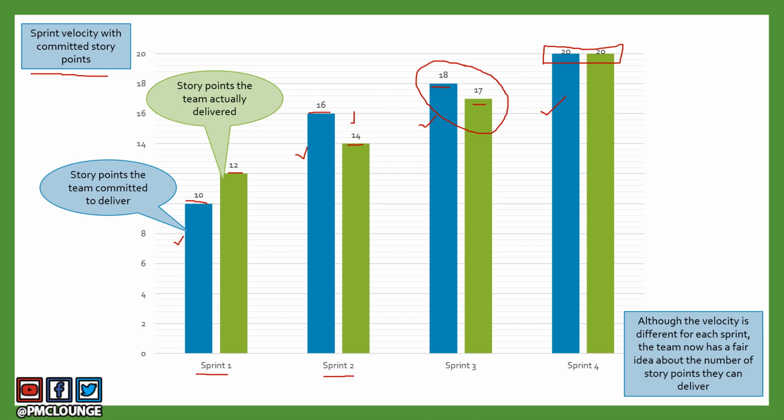So although the velocity is different in each sprint, right? The velocity is different: 12, 14, 17, and 20. Remember, velocity is the number of story points delivered. So the velocity is different for each sprint. But if you observe, the team now has a fair idea about the number of story points that they can deliver. And that's why towards the end in sprint 4, the team was able to commit to 20 story points and they actually delivered 20 story points. So this is another way of representing sprint velocity. You basically plot the story points that you commit to, and then you plot the story points that you actually deliver.